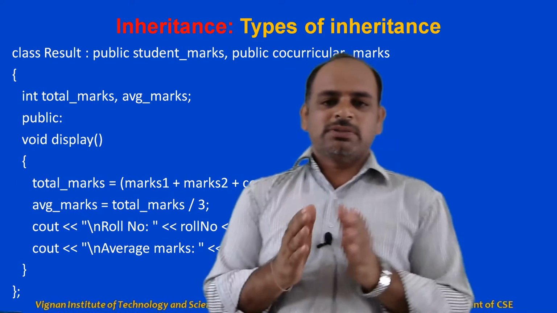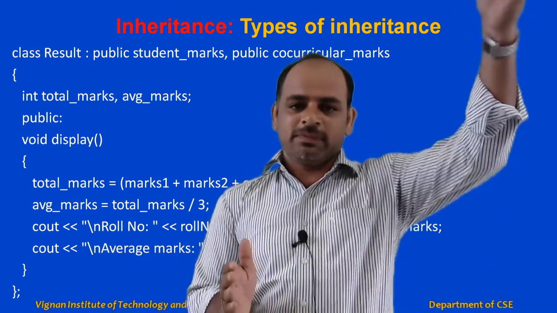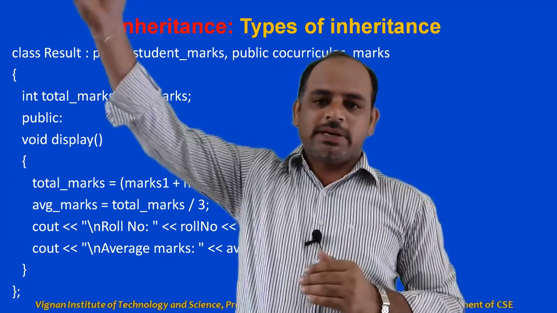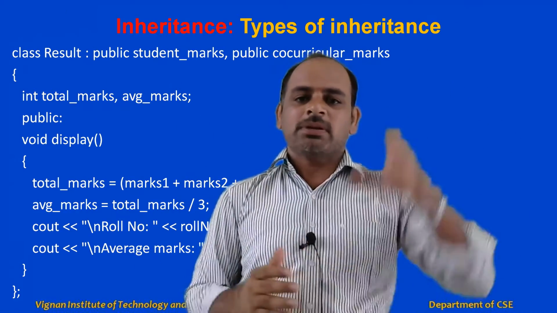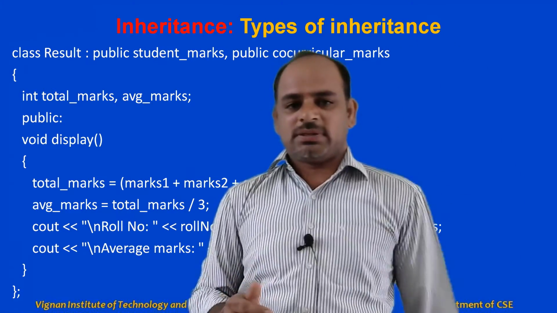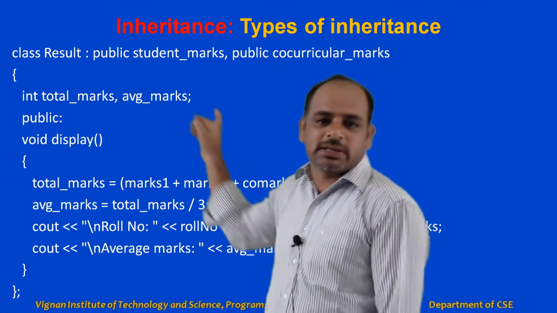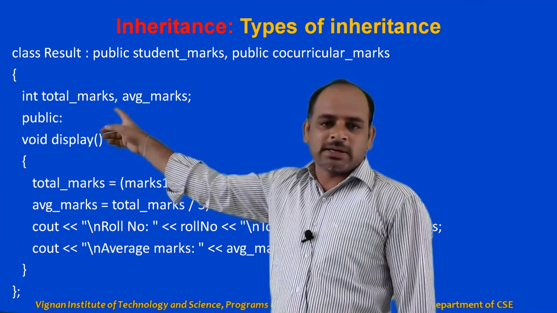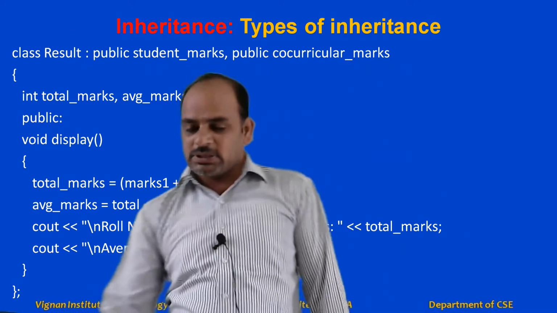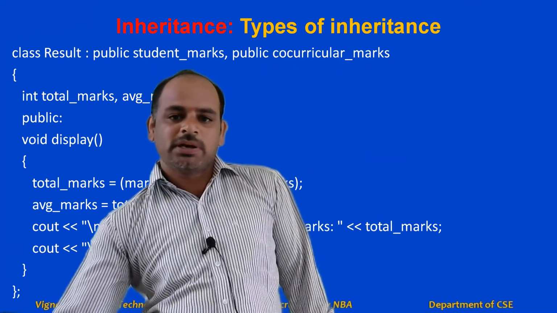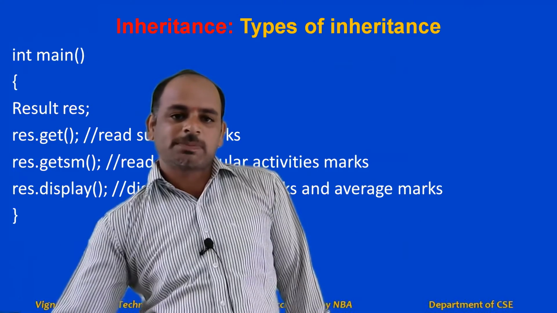So what it is doing here is inheriting the properties of the student marks class and inheriting the properties of the co-curricular marks class. Properties are nothing but members of those classes, and in addition it declares its own members for calculating total and average, right, and close here. So this represents multiple inheritance. So what is the output you can expect here?